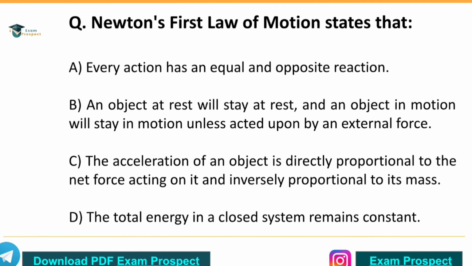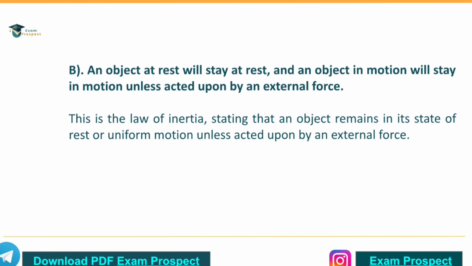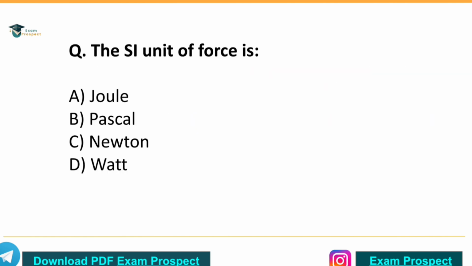First question. Newton's first law of motion states that, the correct answer is option P. An object at rest will stay at rest, and an object in motion will stay in motion unless acted upon by an internal force. And this is the law of inertia, stating that an object remains in its state of rest or uniform motion unless acted upon by an internal force. Next question.